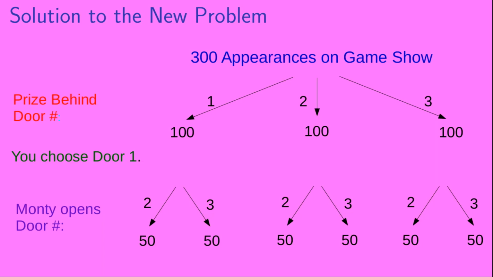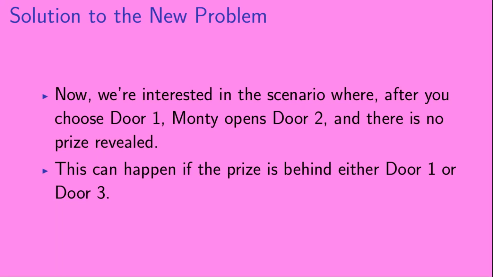So, Monty reveals a prize if the prize is behind door 2 and he opens door 2, or if the prize is behind door 3 and he opens door 3. Now, we're interested in the scenario where, after you choose door 1, Monty opens door 2 and there is no prize revealed. This can happen if the prize is behind either door 1 or door 3.